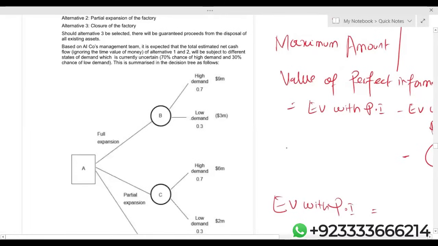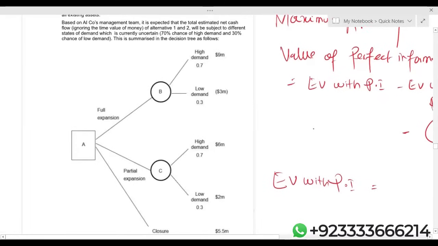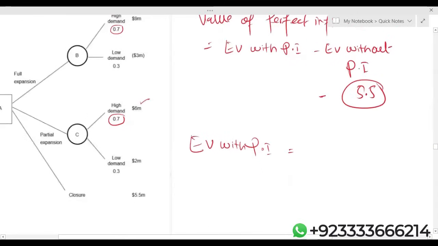Okay, let's say we have got the perfect information that demand is going to be high. Now listen, if demand is going to be high, the probability is 0.7. If demand is going to be high, I'll go for full expansion rather than partial. Why? If you know that in advance. In case of partial expansion, you will be generating 6 million. In case of full expansion, you will be generating 9 million. So if I have the perfect information, I will take the benefit of that. Then I'll go for full expansion, which means that 9 million into 0.7.